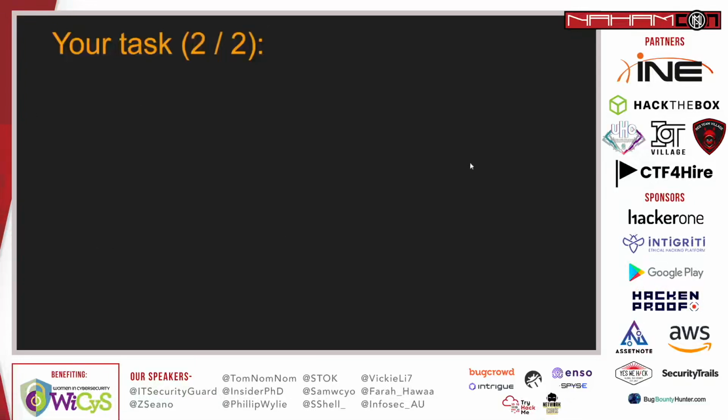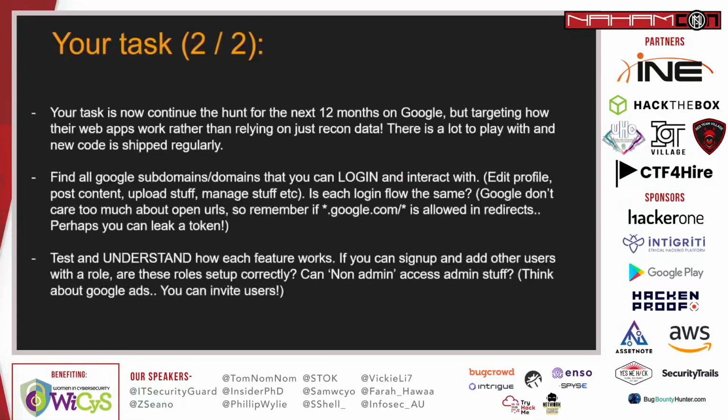So second task, everyone. You're digesting all this information as to where these bugs were found, XSS, IDORs, what was going on. Now, your task is to continue hunting for the next 12 months, but not just relying on recon. Don't just run your recon scanners and say, oh, I've got a lot of subdomains. Rather, we're going to be focused on web apps, ones that you can interact with, log in, upload stuff, post stuff, and things like that. You want things that have lots to play with, because there's lots of new code shipped regularly. Even though posts were disclosed a while ago and might be fixed, how do you know old code wasn't reintroduced? So yes, you've got to do recon on Google because there's lots out there.